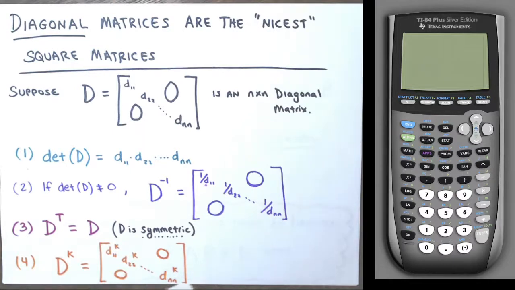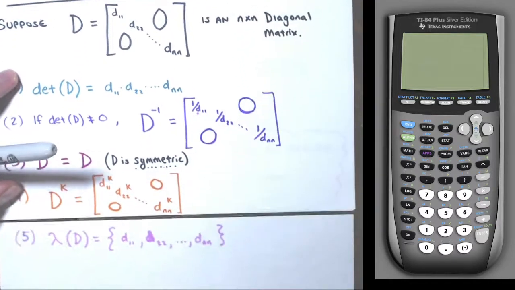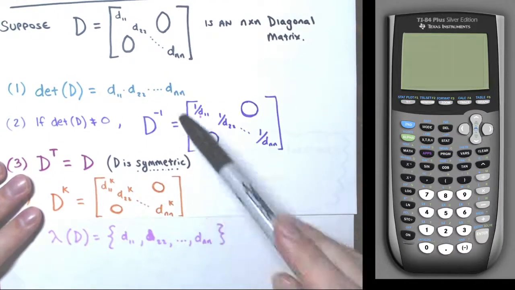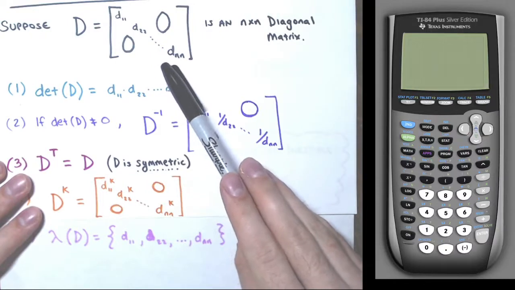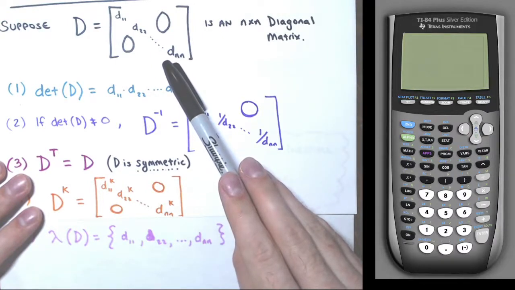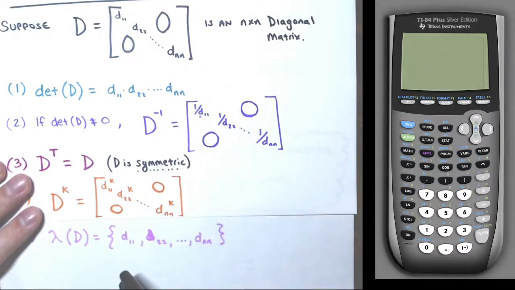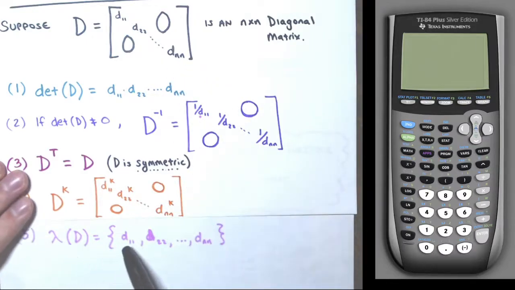And finally, the spectrum. We saw this before as well. Remember the spectrum of a triangular matrix, and a diagonal matrix is both upper and lower triangular. A triangular matrix has the entries down the main diagonal as the eigenvalues of that matrix. So the spectrum of a diagonal matrix is just the set with the main diagonal entries, d11 to dnn.